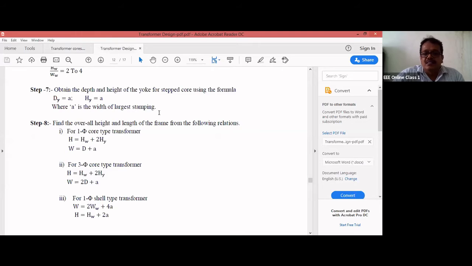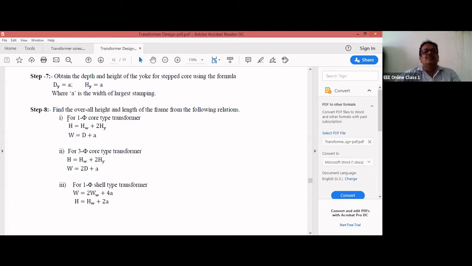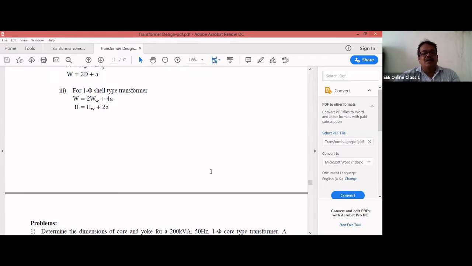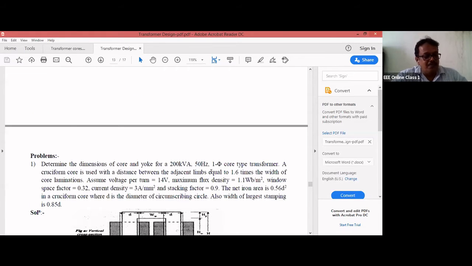Then find the overall height and the length of the frame using the following relations, as I discussed just now, for single phase, 3 phase, and shell type transformer. These are the simplified steps to design the transformer. With this background, let us solve some problems and find the height of the window HW, width of the window WW, and overall H and overall W.